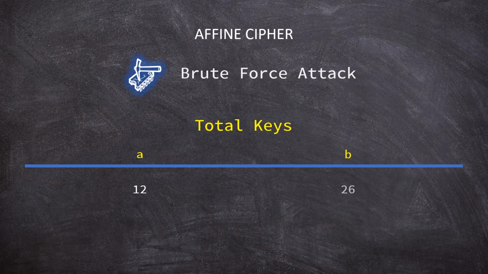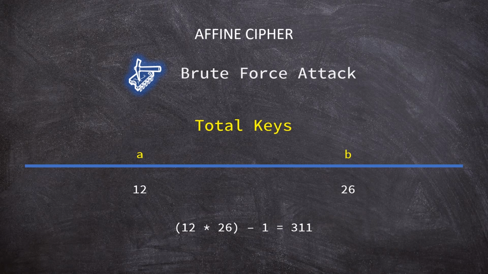Altogether, when we're using a 26-character alphabet, there are 12 possible keys for the A variable and 26 possible keys for the B variable. Multiply these together and subtract by 1 because we start counting from 0, and you get a grand total of 311 possible encryption keys for the Affine Cipher.